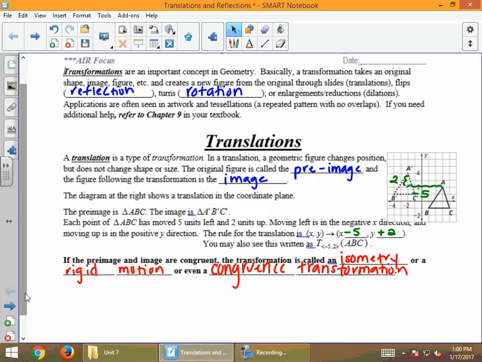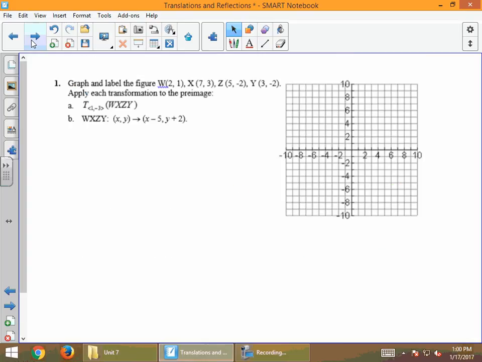So a lot of you guys are going to like these because they are very simple. As long as you know the patterns and see what it is, it's very easy. No calculator needed. You just have to count. I know to some of you that's strange, but others do really well with it. So let's see, just like we've been doing here, we have graphically labeled the figure W, X, Z, Y, and apply each of the transformations.